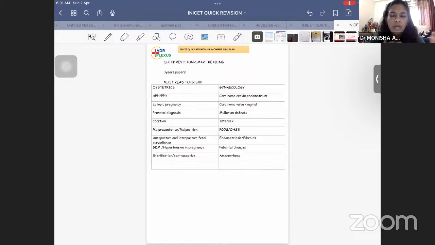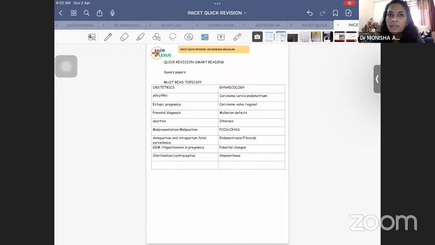So how can you prepare in a short time? First, you have to prepare the last 3 years' papers. You have to see the pattern of the last 3 years' papers. What I've analyzed is that basic topics like the placenta, diabetes, hypertension are repeated. So these are high-yielding topics. Definitely you should know the basics as well as the recent advancements in all these topics.